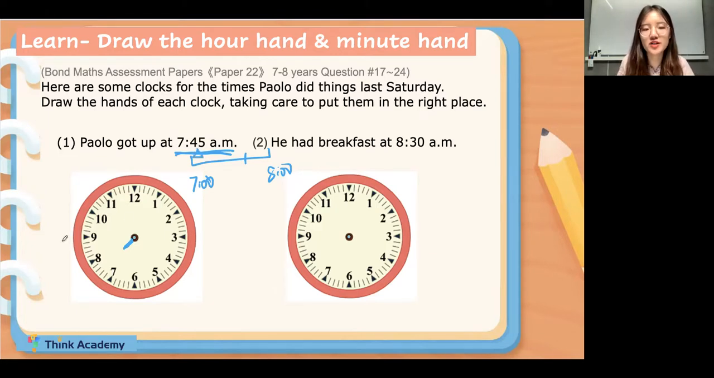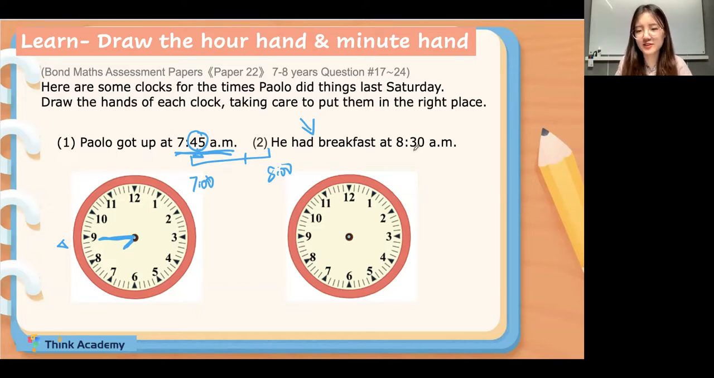Okay, everyone. Which number should I point to? Where should I draw the minute hand? It will point to 9. It's 7:45. So for 45 minutes, it will point to 9, right? Very well done. Yeah, point to 9. Perfect. So I can draw like this. And for this clock, okay, we will go to the second clock.